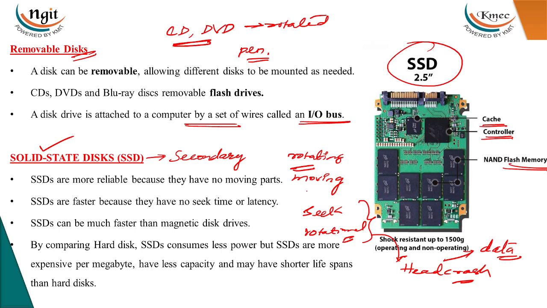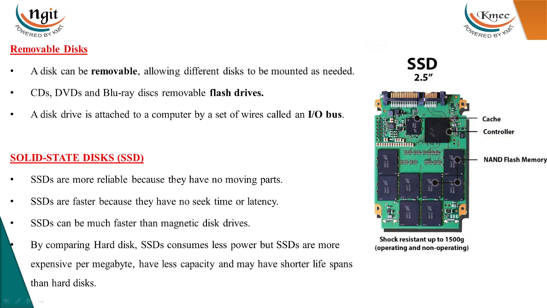Here there is no seek time and no latency time, so the speed will be more. The speed of this solid state disk compared to your magnetic disk will be more. When it comes to reliability, there is a problem of data loss in a hard disk because of disk crash or head crash. Here there is no such data loss, so the reliability will be high. When it comes to power consumption, SSDs are just chips which will take less power compared to your hard disk.